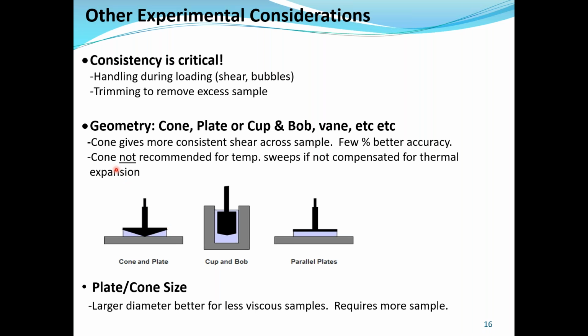A cone is not recommended for temperature sweeps if there's no compensation for thermal expansion. The size of the plate and cone is also very important. The larger diameter geometry is better for a less viscous sample. You're working with a larger surface area. However, it does require a larger sample.